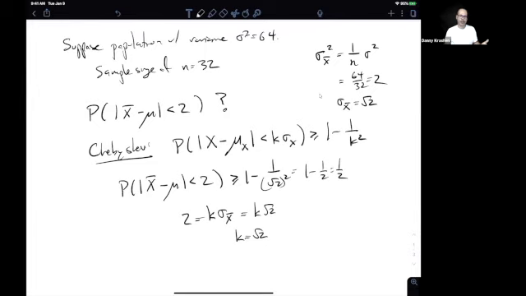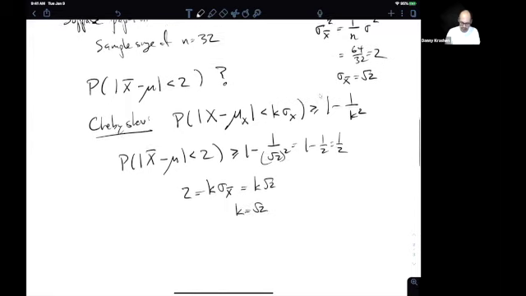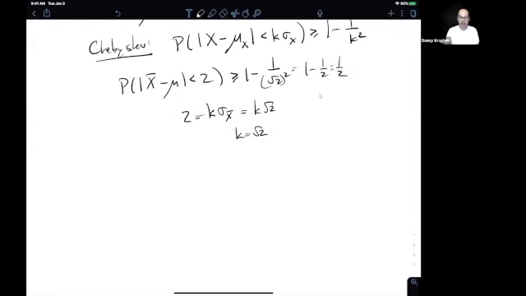So this isn't super awesome accuracy here, but it's telling us that there is at least a 50-50 chance that our sample mean is that close to the population mean. Okay, let me say that again. The probability that our sample mean is within 2 units of the population mean is at least a half.